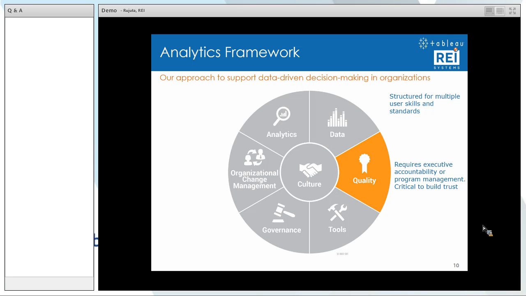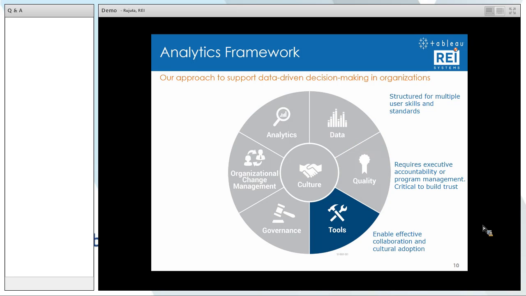Quality is also a critical aspect. It's key to building trust for users, which then in turn drives user adoption. This can sometimes require executive or program management championship across the agency. We have found that automating the data validation and cross-referencing multiple sources has the biggest impact on data quality.